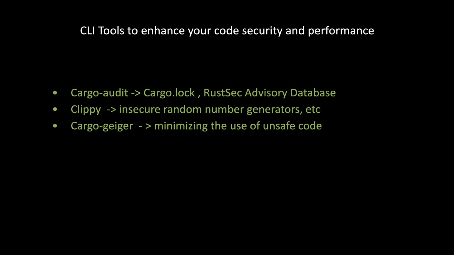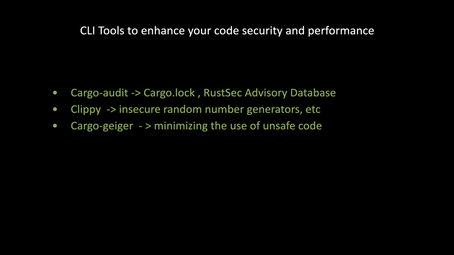There are numerous tools in the Rust ecosystem that you can use to enhance your code security and performance. Here are three of them. They are very straightforward terminal-based tools, and you can put them into your CI/CD pipeline in order to enhance your production code. The first one is Cargo Audit. This tool scans the Cargo.lock file of your Rust project. In this file, you can find information about crates, versioning and so on for your project.